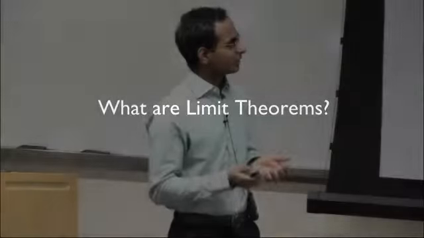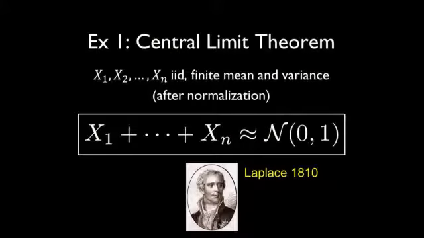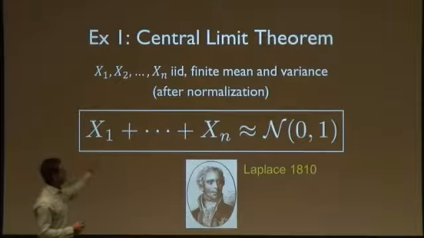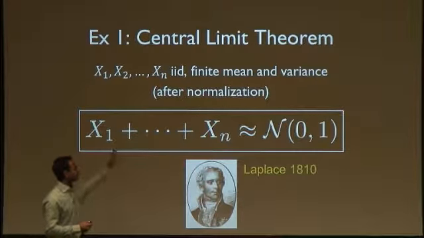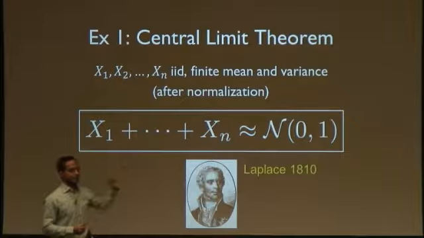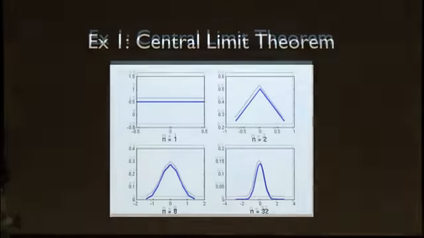I'm sure most of us know what limit theorems are, but let me just quickly run through some examples to set up some notation. The central limit theorem says that if you have n independent identically distributed random variables, then the sum of the variables after appropriate normalization looks like the standard Gaussian distribution. It is one of the most basic results in probability and has many applications.